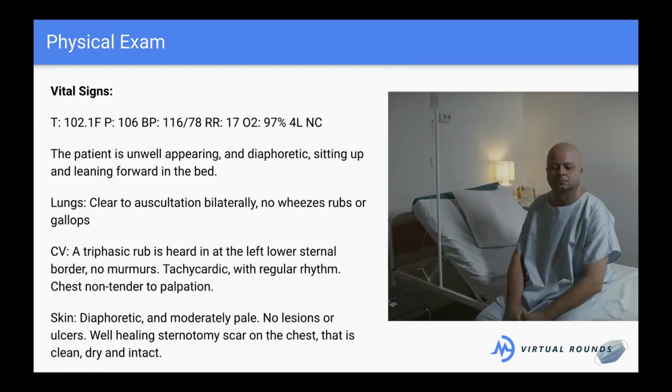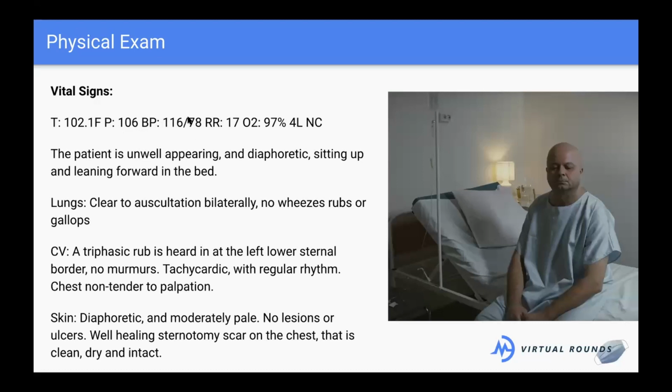Anyone? Guessing is fine. 80 is a great guess. Yeah, so 100 is technically the top. We want to be anywhere between 60 and 100. Below 60 we call bradycardic, and over 100 is tachycardic. So he's a bit tachycardic here, a bit fast. His BP is just a touch low.